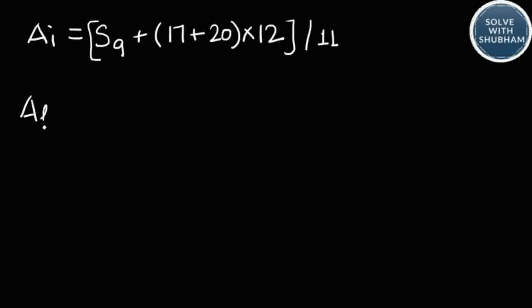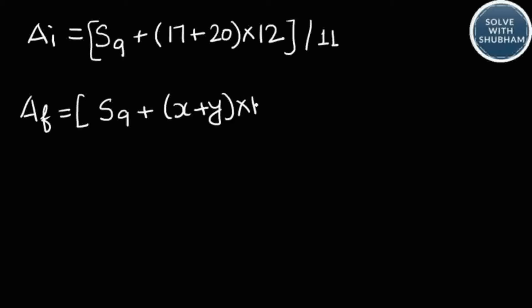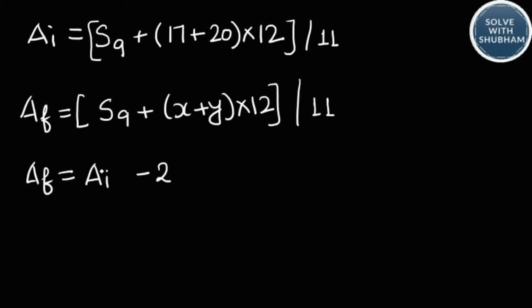What would be your average final? The sum of the ages of 9 players would remain the same, plus x plus y, because you don't know their ages, divided by 11. What does the question say? The new average is 2 months lesser than the original average. So you just have to simplify it. Let us try simplifying it.